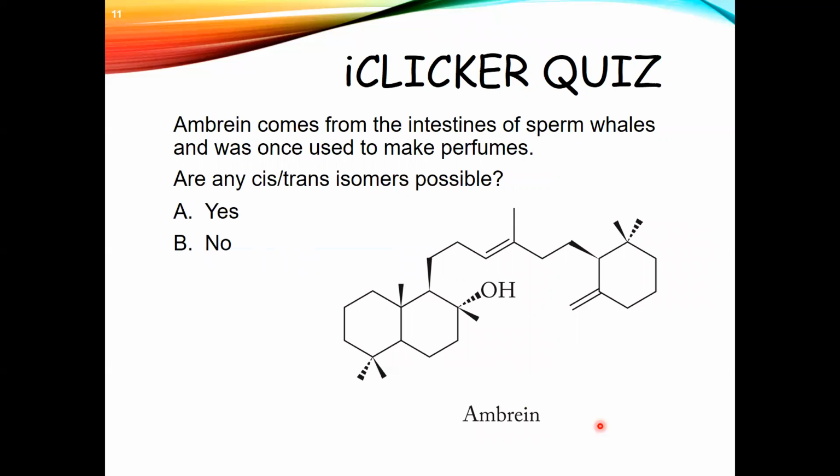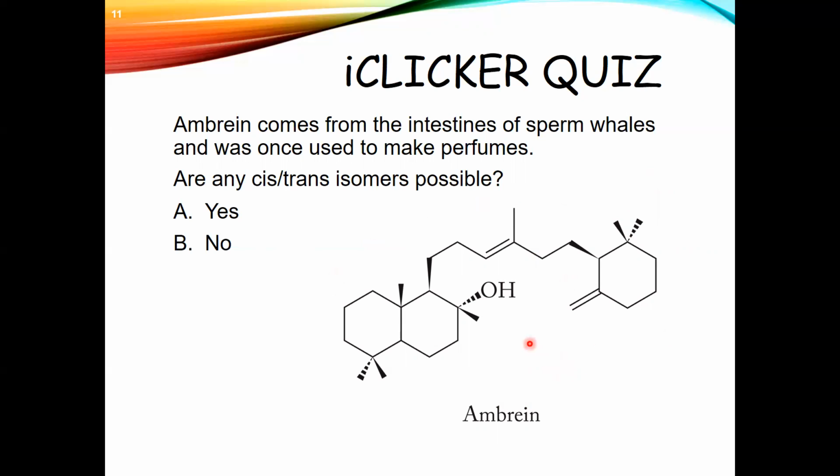Okay, let me give you an iClicker quiz for the cis-trans thing, or at least another iClicker quiz. This is a molecule known as amberin. It's found in ambergris, which is secreted from the intestines of a sperm whale. So what happens is if a sperm whale eats something like a squid or a jellyfish, something that irritates its intestines will make this mucus sac around the irritant, and then it'll poop it out.